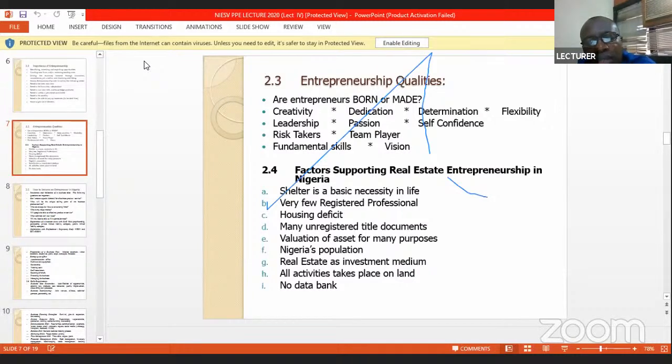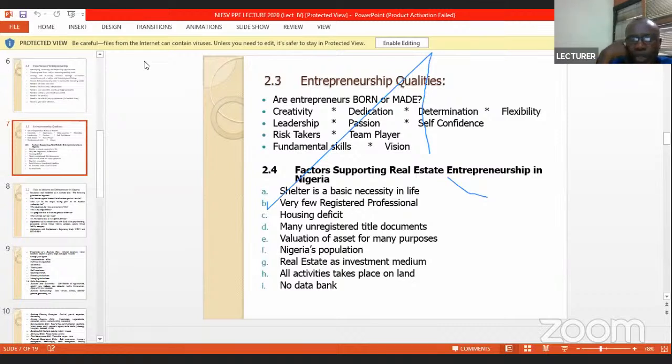The next one is that real estate is a very important investment medium. We just talked about investment properties, and investment properties are properties that yield income. So for you as an entrepreneur, you can exploit that area of coming up with quite a number of investment properties.